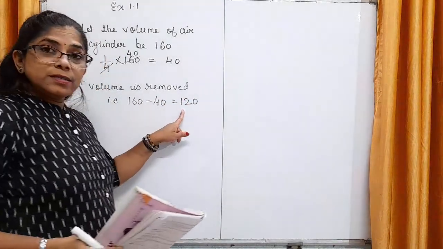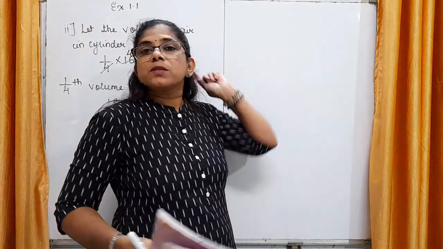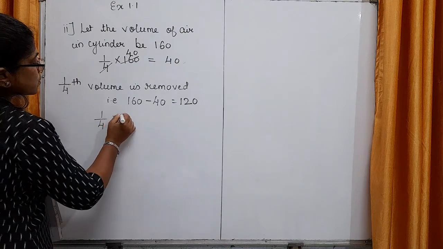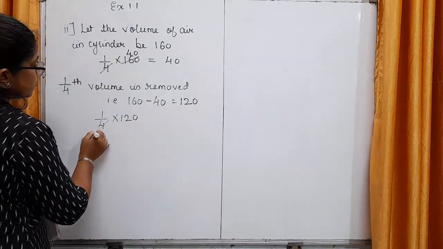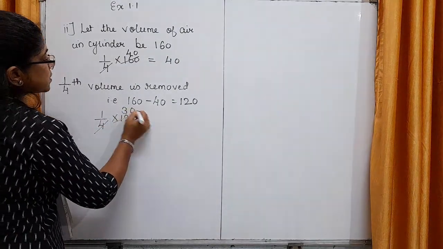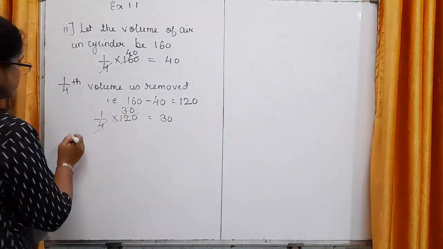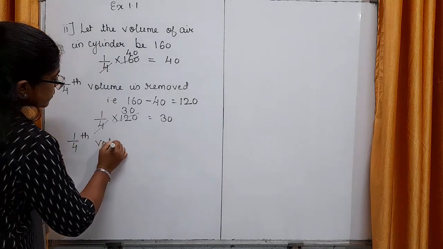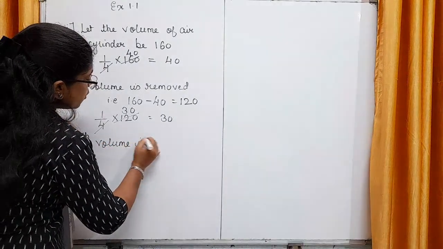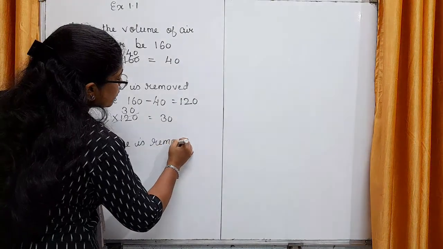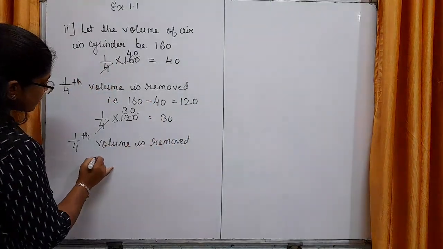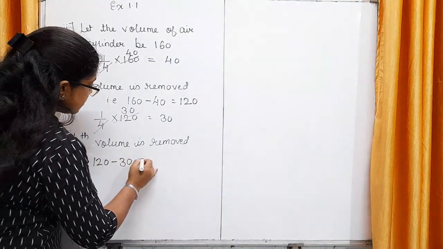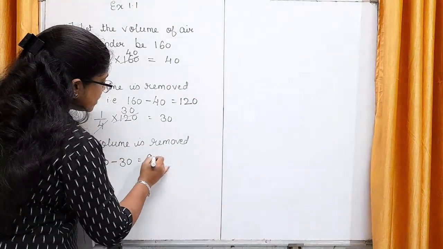Now 120 is remaining. Again from this 1/4 is removed. Now let us find what is 1/4 of 120. 4 ones are 4, 4 threes are 12. This is 30. Now again 1/4 volume is removed. Means how much? 30. So from this 120, 30 is removed. So remaining is 90.